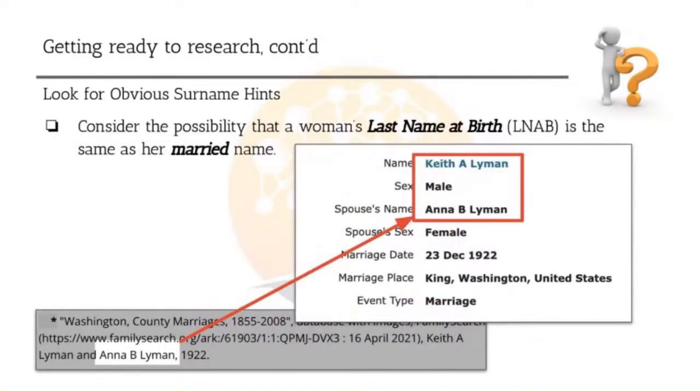Another thing you want to look for is the possibility that a woman's last name at birth is the same as her married name. She was a Lyman who married a Lyman. It would be fairly unusual for the marriage document to show her last name as Lyman if it wasn't Lyman at the time she came in the door. It might be. You have to work a little bit harder to prove these, but it does happen. Cousins married cousins.